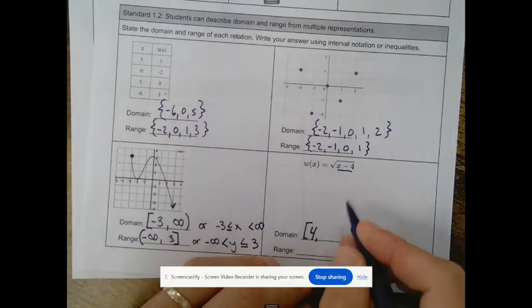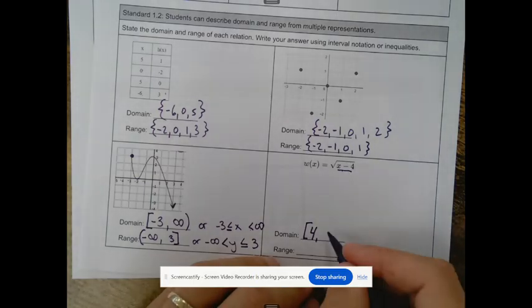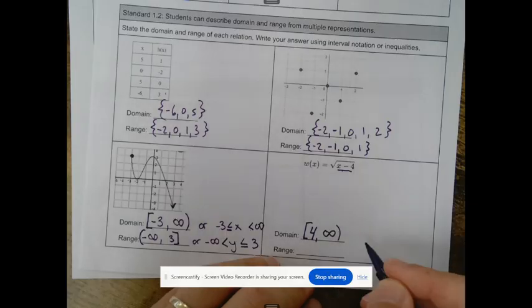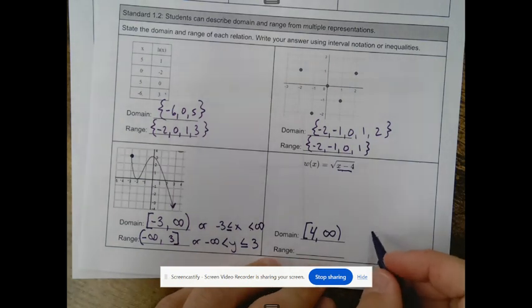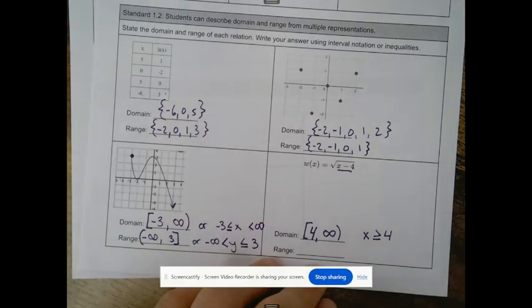Is there any limit to how big a number I can take a square root of? No. So it goes to infinity. You could also write that like this, just x is greater than or equal to 4. You could write it like that if you wanted to.